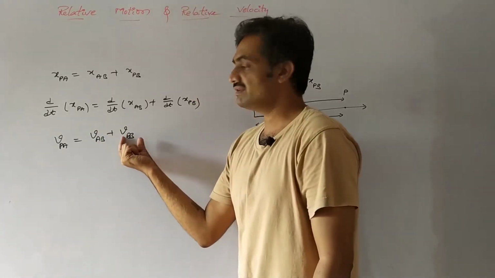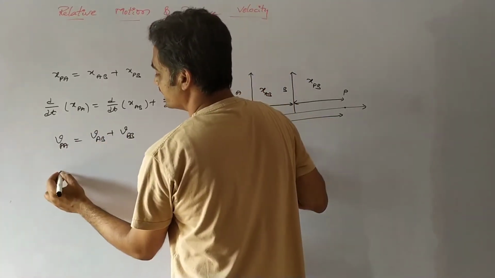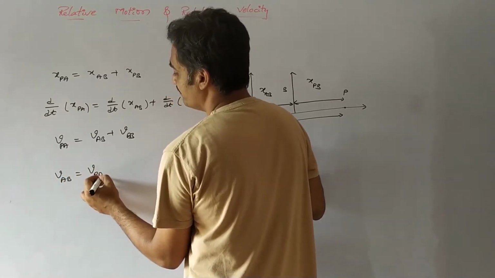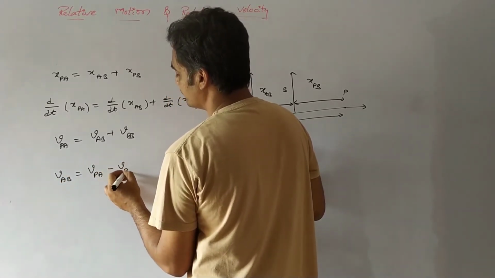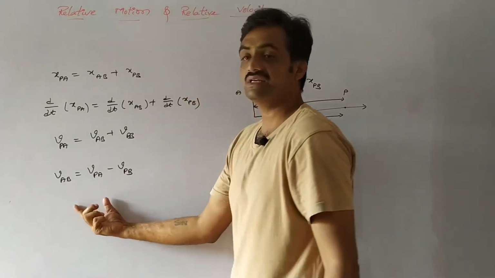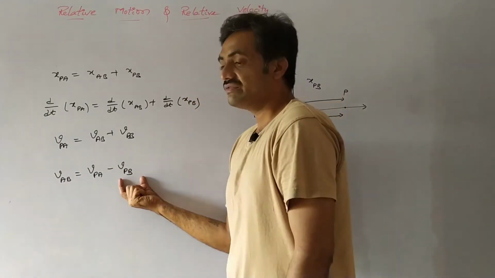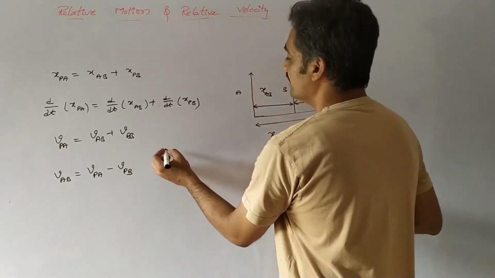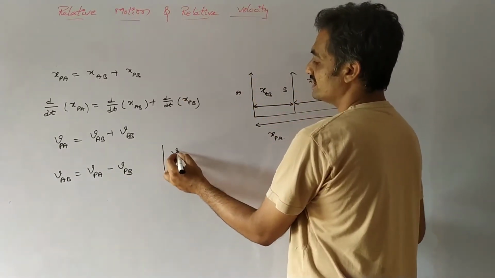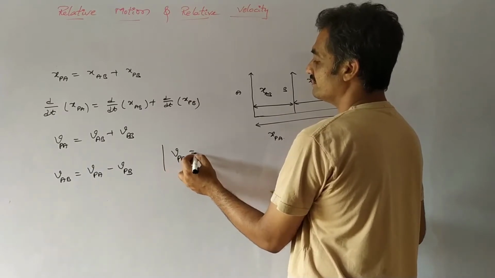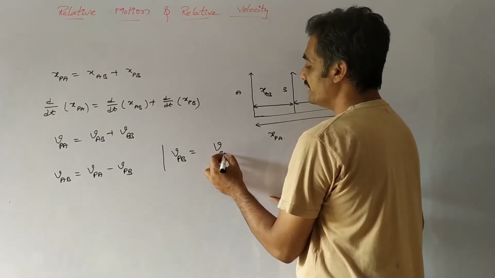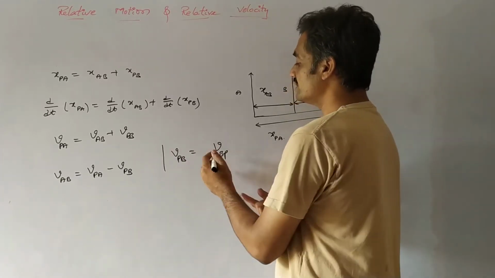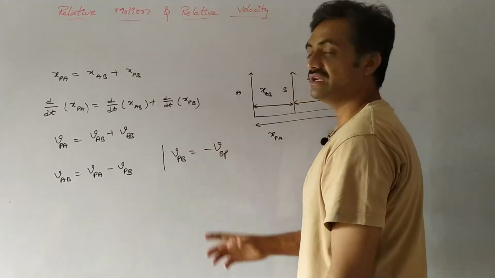So if we send this velocity towards the side, then we can write it as v suffix ab is equal to v suffix pa minus v suffix pb. Whereas in the case of velocity, if we change the position, meaning if we represent the velocity v suffix pb as v suffix bp, then the sign of this velocity will change.